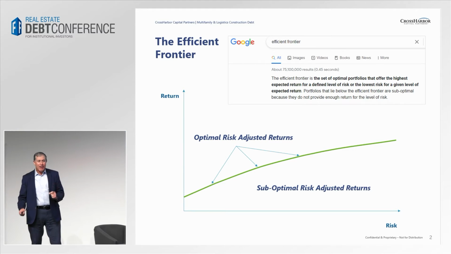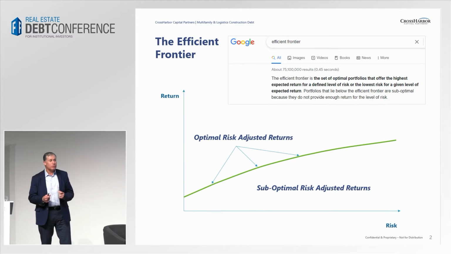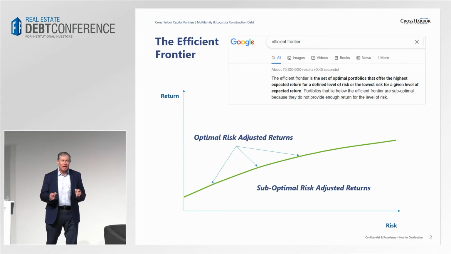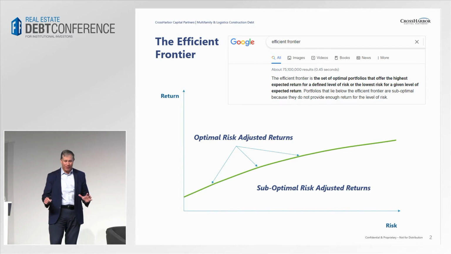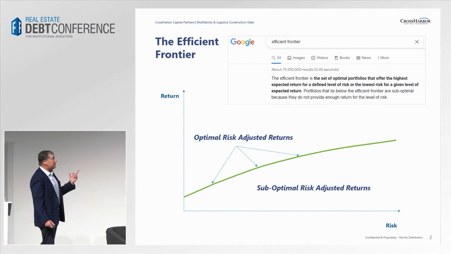Think about that. As a means of comparison, I Googled Oktoberfest. 75 million results for Oktoberfest. Now, the fact that there's the same number of people Googling Oktoberfest and the efficient frontier is wrong. It's just wrong, right?